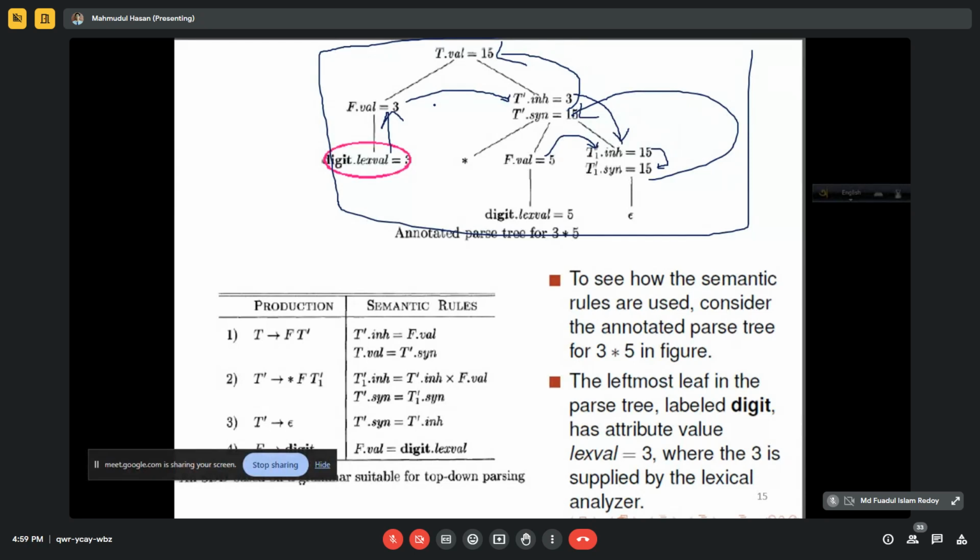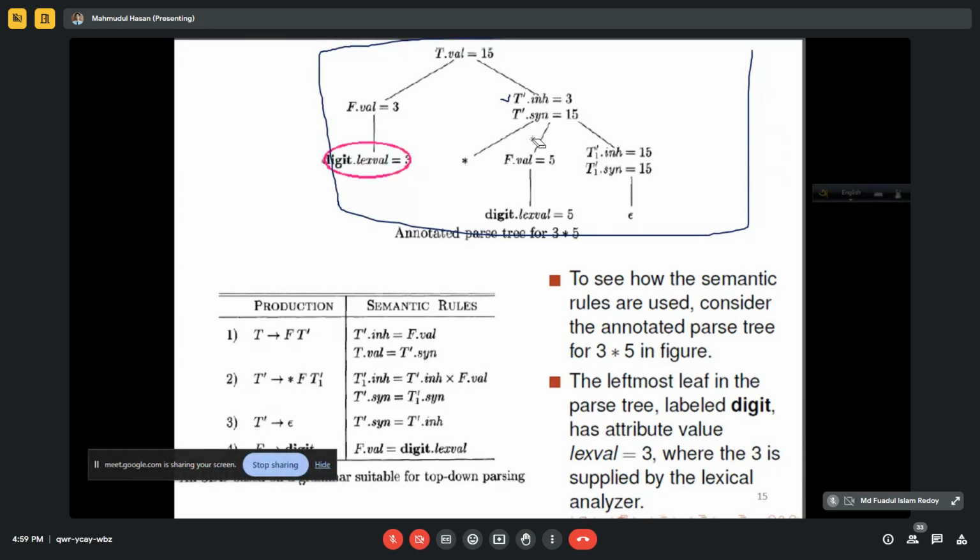When you use the arrows to indicate the movement of data, that is known as a dependency graph. If you just think without those arrows, this is the annotated parse tree. But when you give the arrows showing how the values are calculated, this is known as a dependency graph.